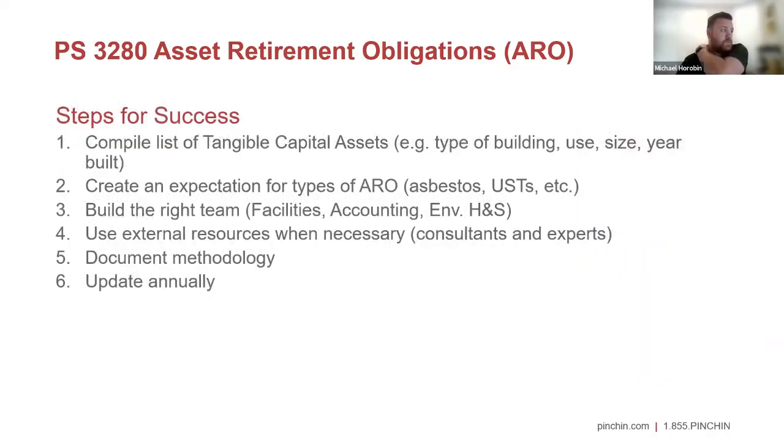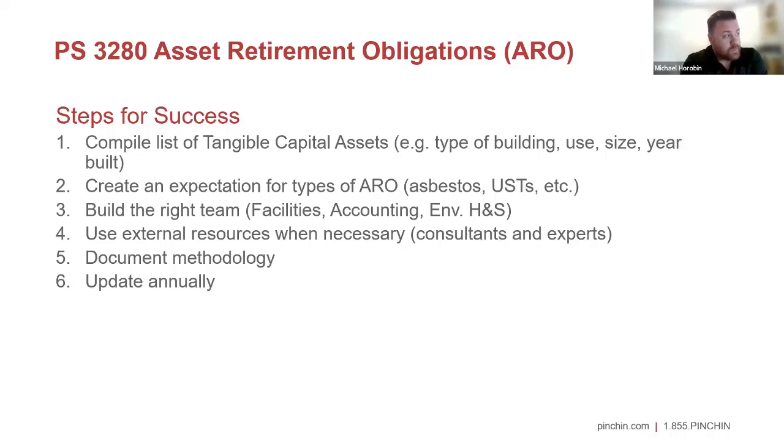There are a few steps to a successful ARO. The first one is obviously compiling a list of all your tangible capital assets, so types of buildings, use, size, year of construction, that sort of details. Create expectations for the type of ARO. So do you have asbestos? Do you have underground storage tanks? Do you store chemicals on site? All that sort of details.